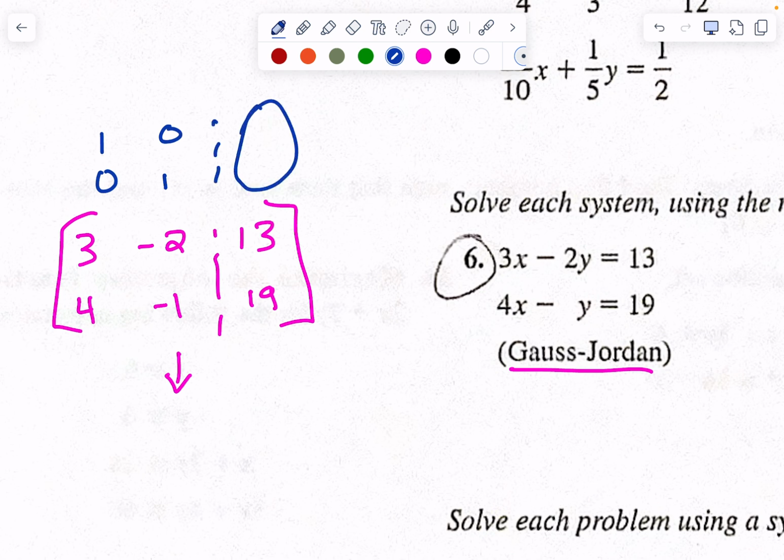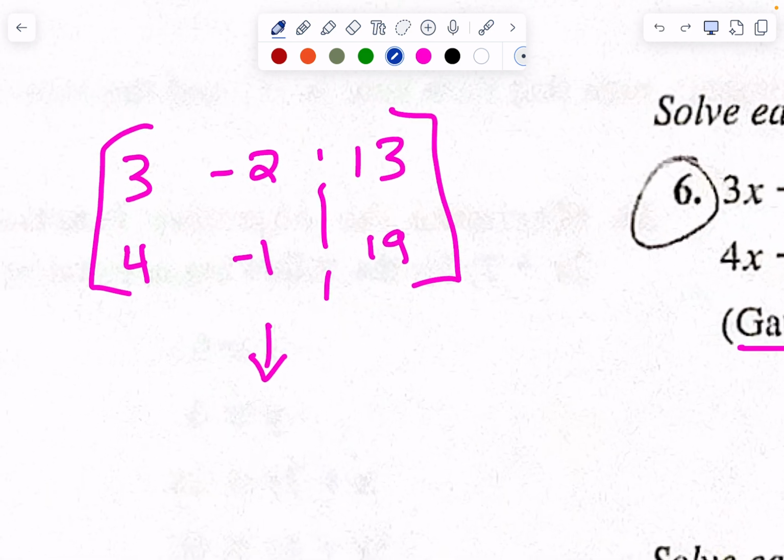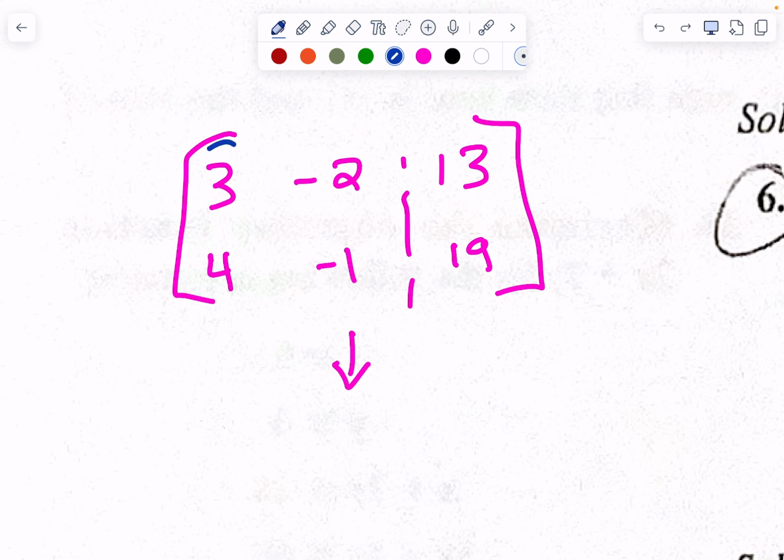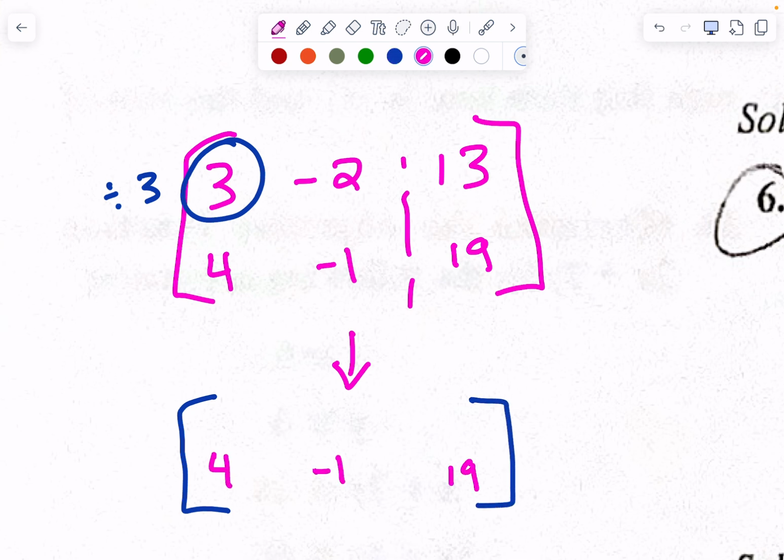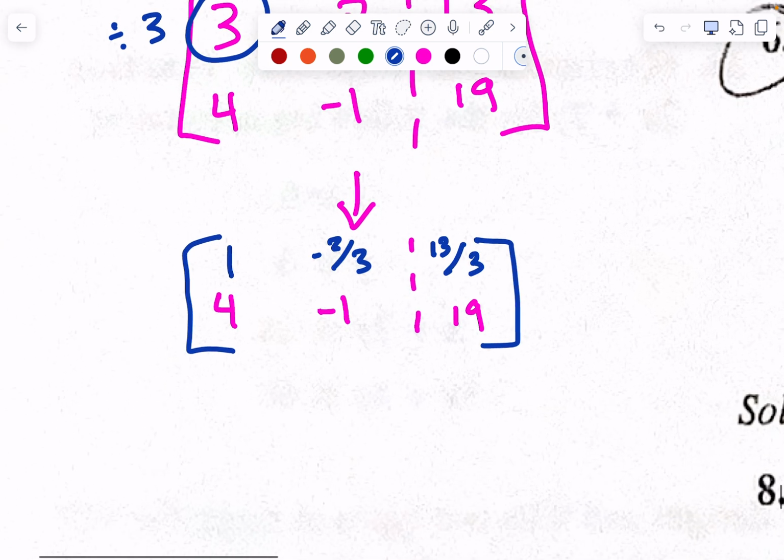Should we do this one together as well? Sure. Which number do we pick on first? The 3. We want to get it to be a 1. How do I do it? Divide by 3. Perfect. See, we're getting better at these. That bottom row is going to stay 4, -1, 19. It's just chilling. But the top row, if I change it, will be 1, -2/3, 13 over 3. That's disgusting, but we'll manage.